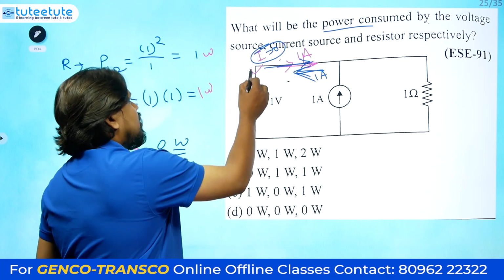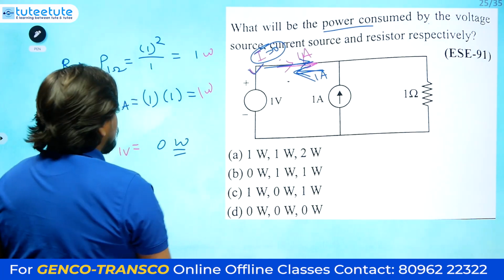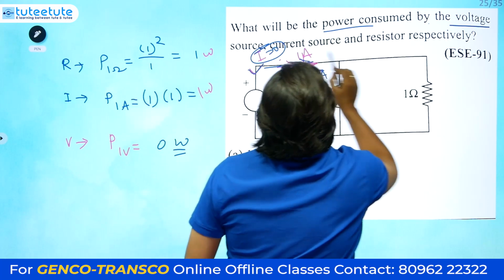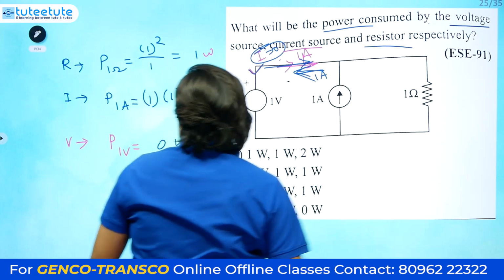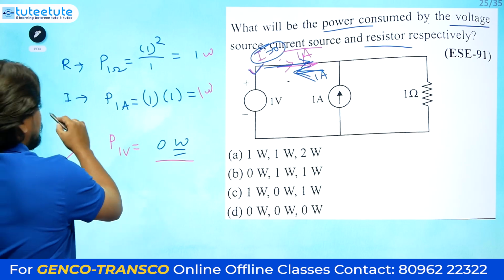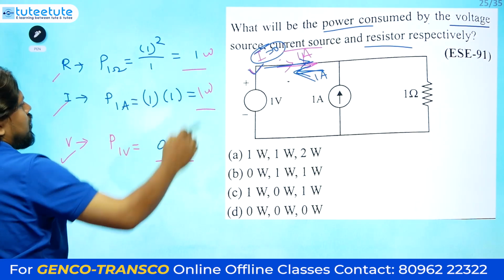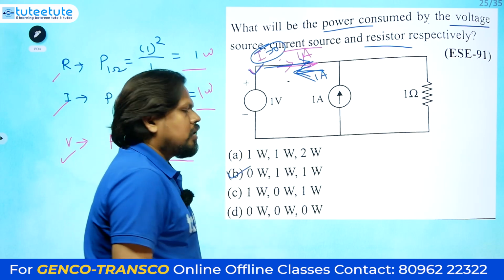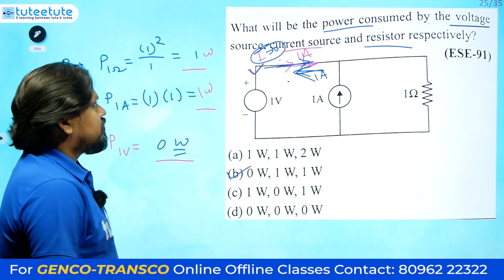Anyhow, the answer for this one: they have asked in a sequence, voltage source, current source, resistor. So 0, 1, 1. That is, 0 watts, 1 watt and 1 watt. This is the answer for this question.